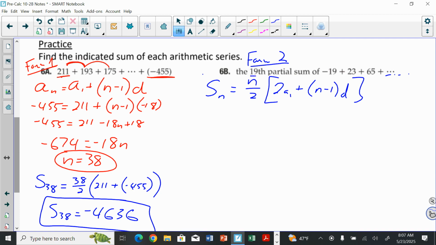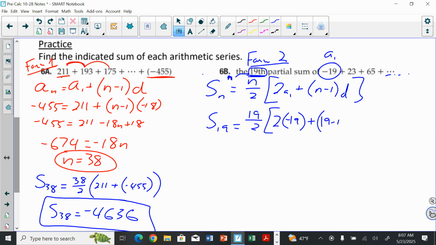We know it's the 19th term we're looking at, so S of 19. So I'm going to put 19 for my n value. So 19 over 2. Then it's going to be 2 times my first term. Well, my first term is right here, that's a1, negative 19. Okay, plus n minus 1. Again, I know that n is 19, so 19 minus 1 times d. Well, I have to look at the successive terms here to find d, which is going to be 42.